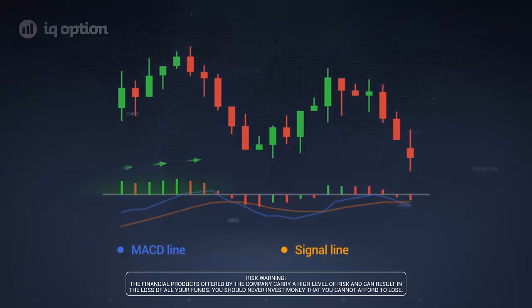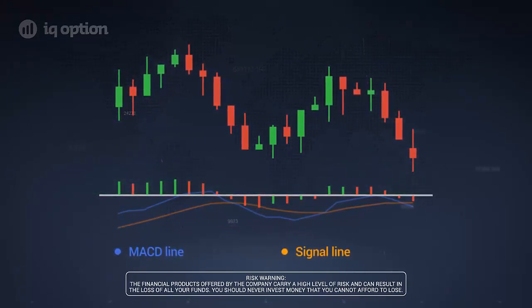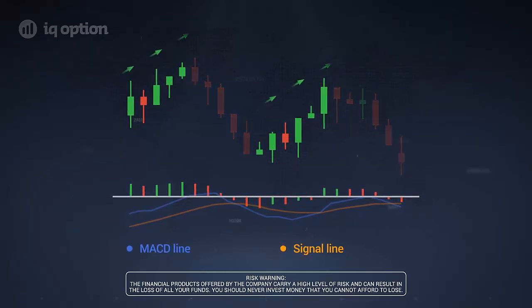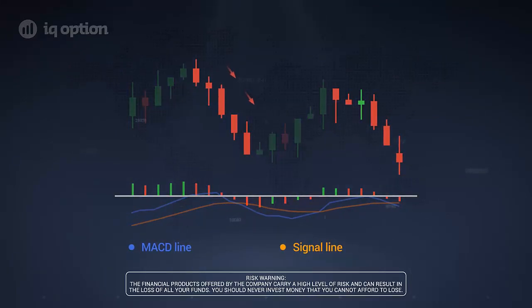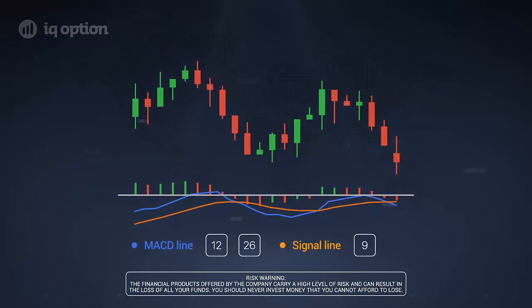It changes its polarity relative to the 0 line depending on the price movement direction. If the price goes upward, the bar chart is above the baseline. If it goes downward, the bar chart is below it. You can change the indicator settings to set the periods for MACD and signal line moving averages, which are measured in the number of candles.